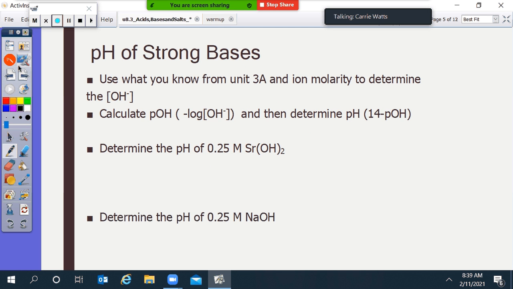Okay, now, to figure out the pH of a strong base, you're going to use what you know from Unit 3A and ion molarity to determine the OH. What that means is your mole ratio. You got to know how many moles of OH you have for every mole of compound.